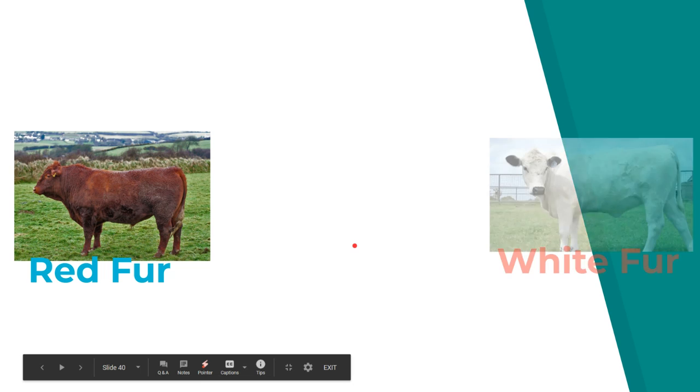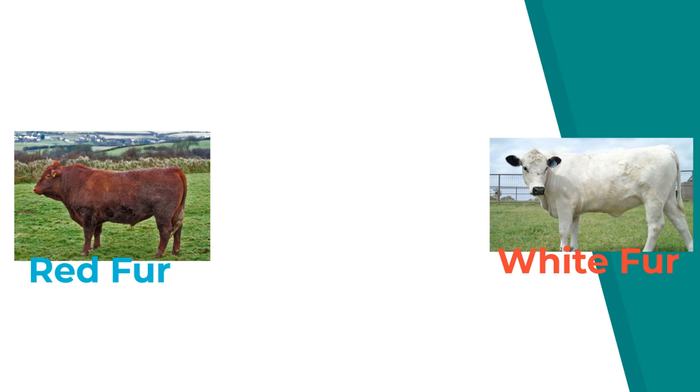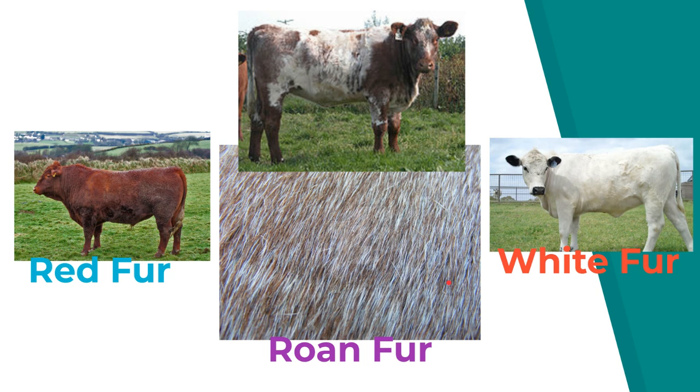Some examples of codominant traits. We see it a lot in cattle. Cattle can have red fur, they can have white fur, or they can be roan. Roan just means that they have equal mixtures of red and white fur. This is a close-up of some of the fur in this area. So you see it's red and white.